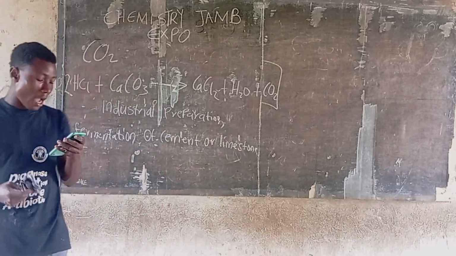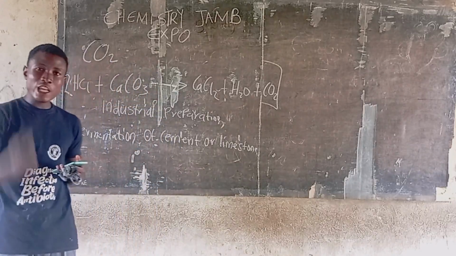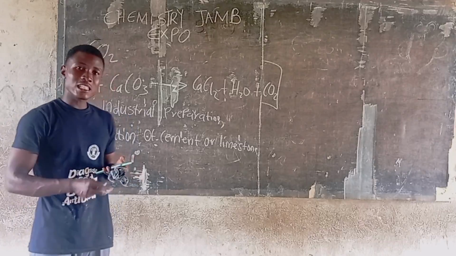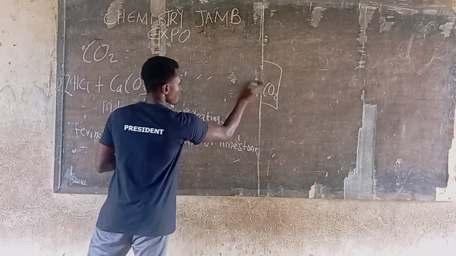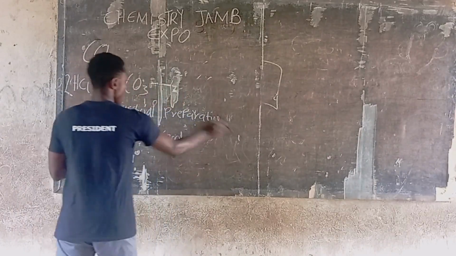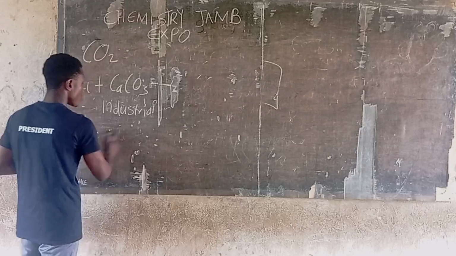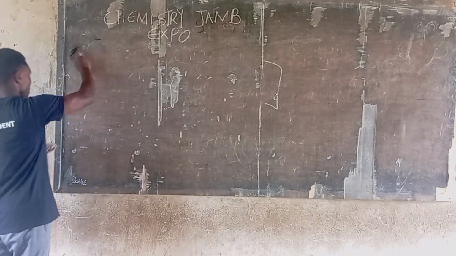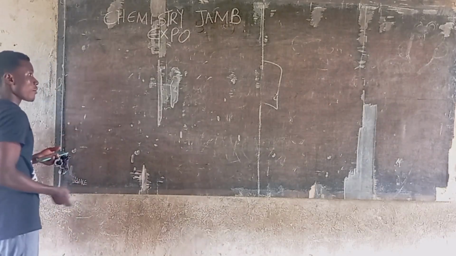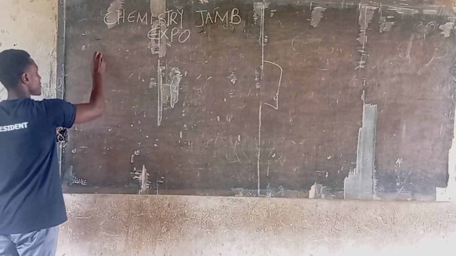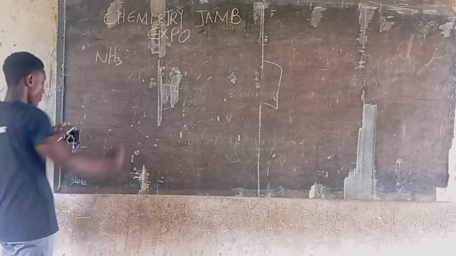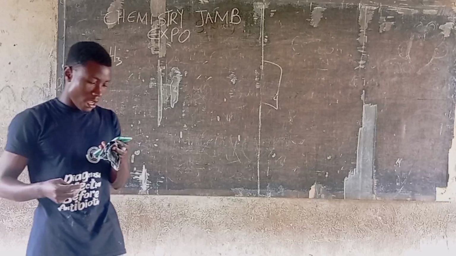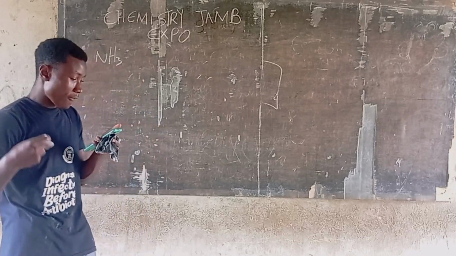So let's talk about the next one, which is very, very important, and that is known as ammonia. As far as you are writing JAMB, you will get to see ammonia. If you don't see ammonia, then you are going to see the rest of the substances which I am making in this video. So we have ammonia, which is NH3.